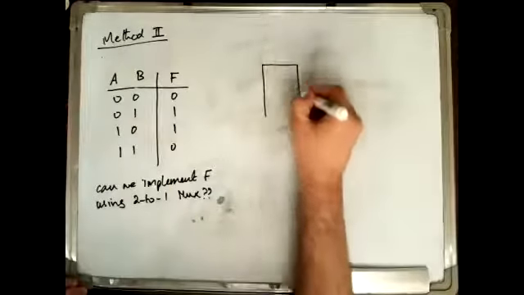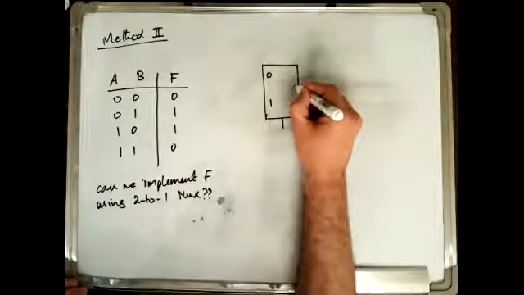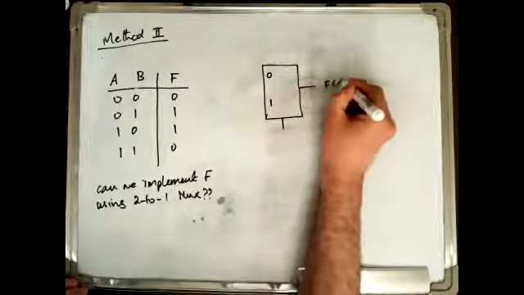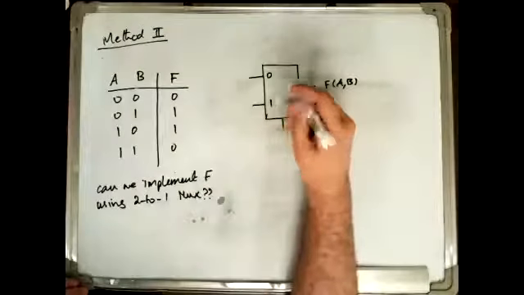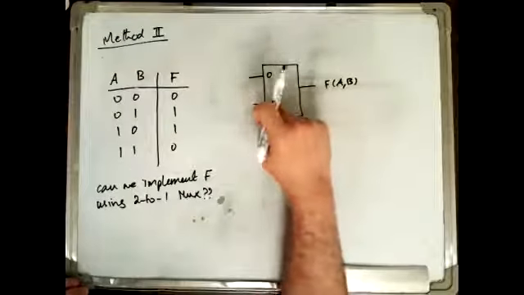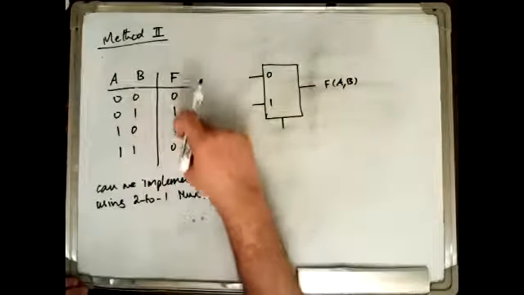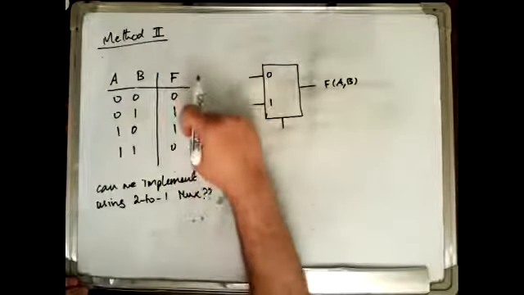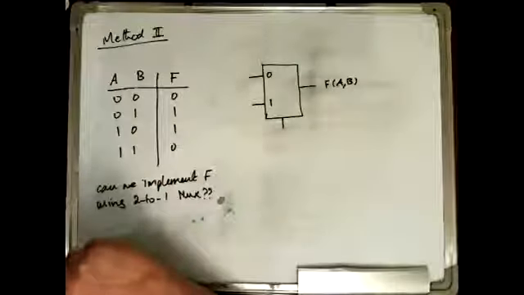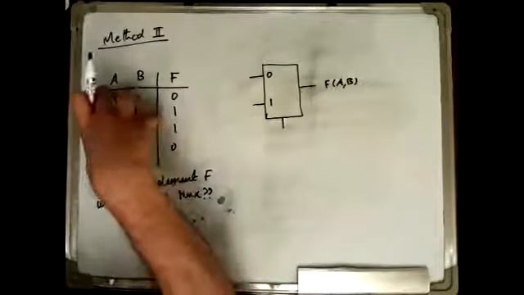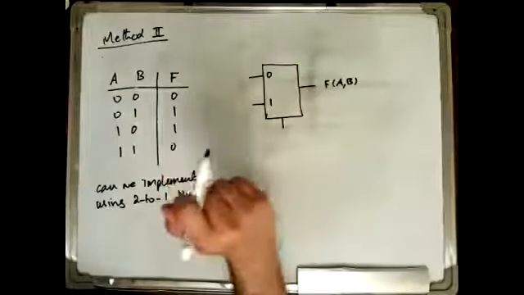Now, if I bring a 2 to 1 mux, with input 0, input 1, and this is the output, which is basically the function of AB. Now, I have a problem. I have 2 choices or 2 inputs in the multiplexer, but I need 4 because I have 4 choices for the function values, based on the input value. How can I map 4 possible combinations to 2 possible selections?